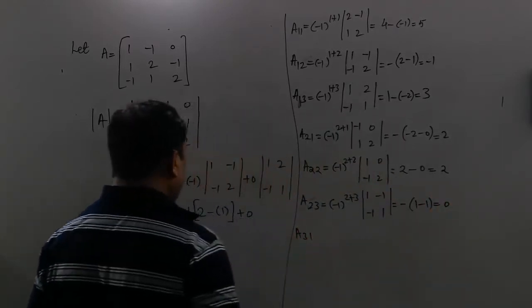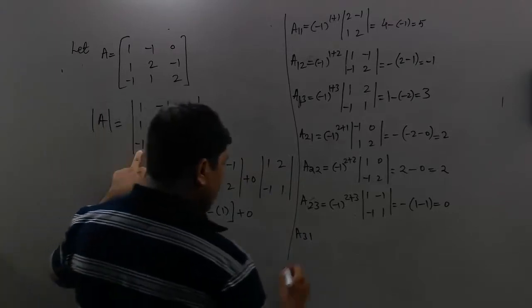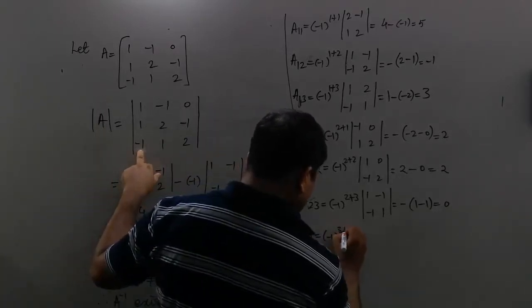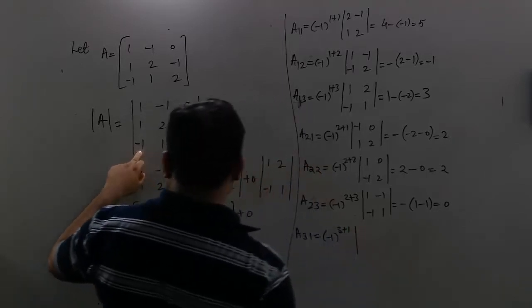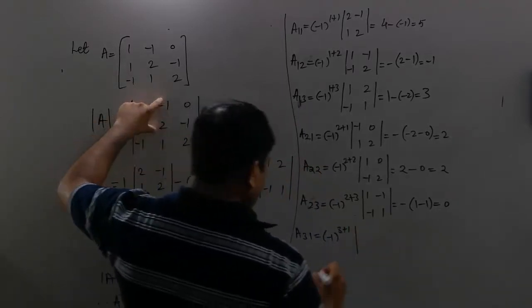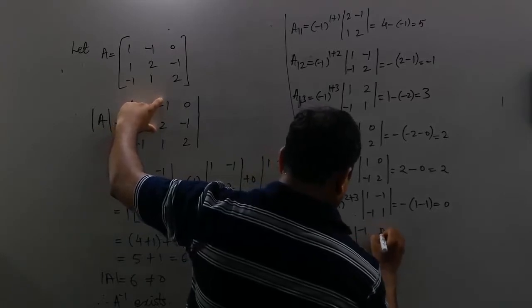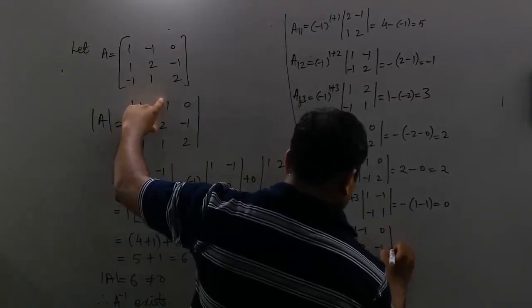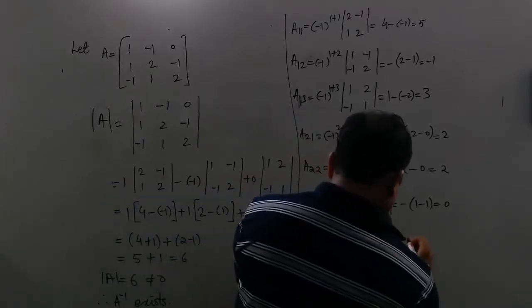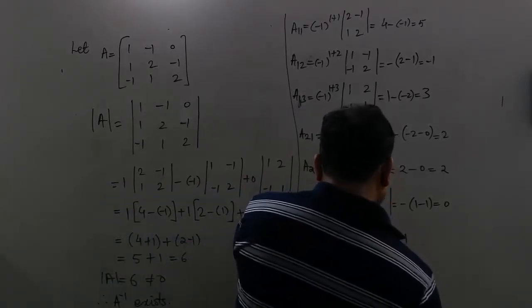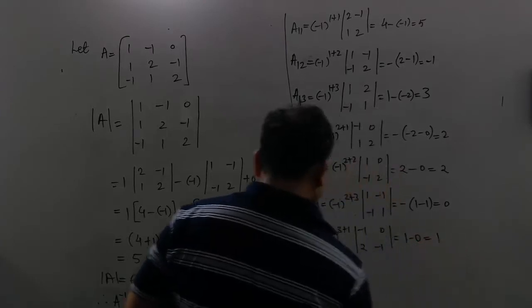Now for the third row and first element, this element we have to consider, and hence (-1)^(3+1) and the minor. So we have the minor for this element as -1, 0 and 2, -1. So (-1)^4 is going to be plus 1, then this element -1 into -1 is 1 and minus 0, so it is going to be 1.